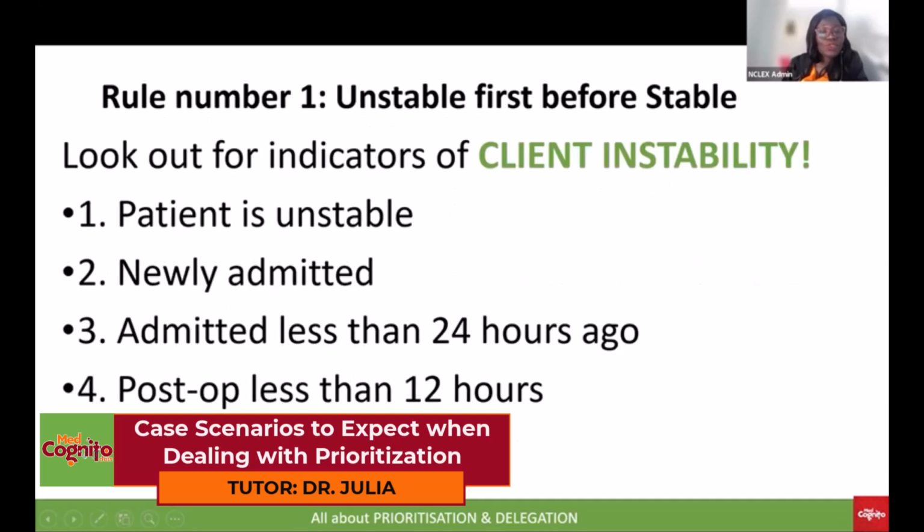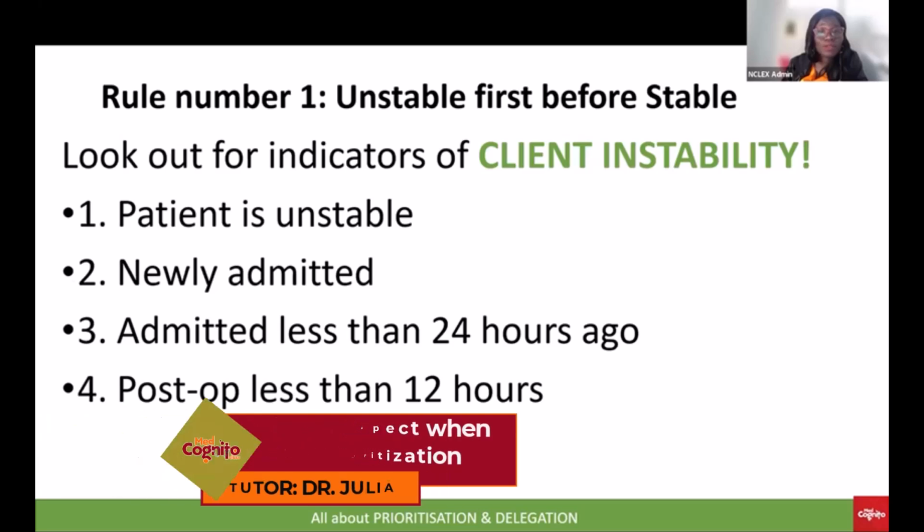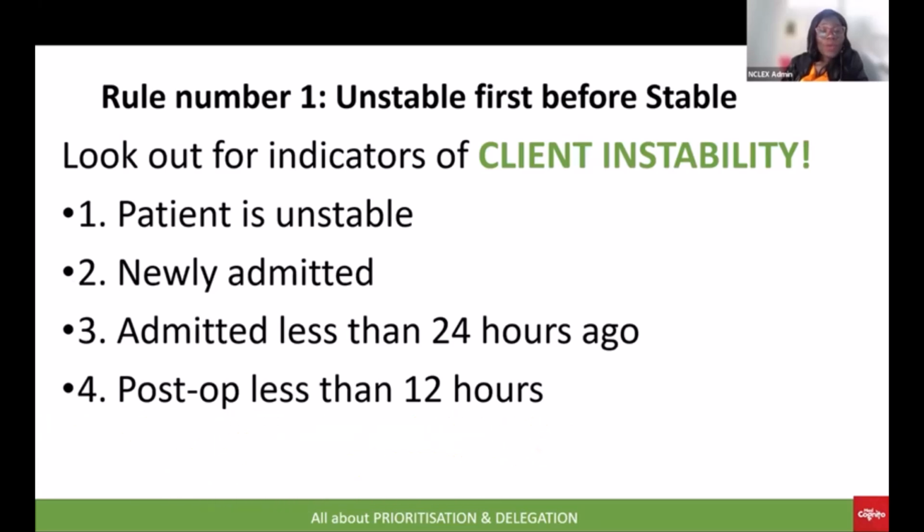So let's dive into the rules that we spoke about. Rule number one, we are going to attend to the unstable client first before the stable client. So in the case scenario, look out for the indicators of client instability. We're going to go through a list, which will be a guide to help you know that a client within this kind of category will be an unstable client, and that I'm going to prioritize that client.